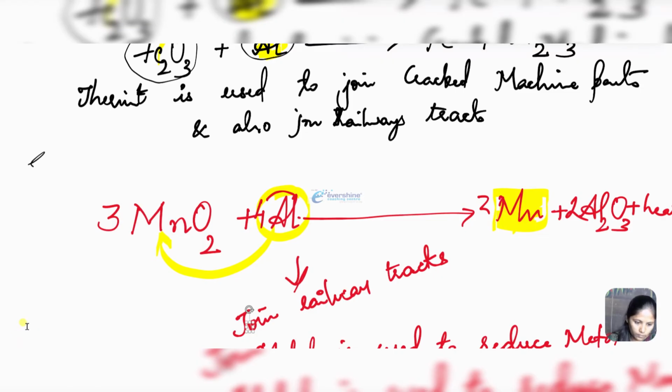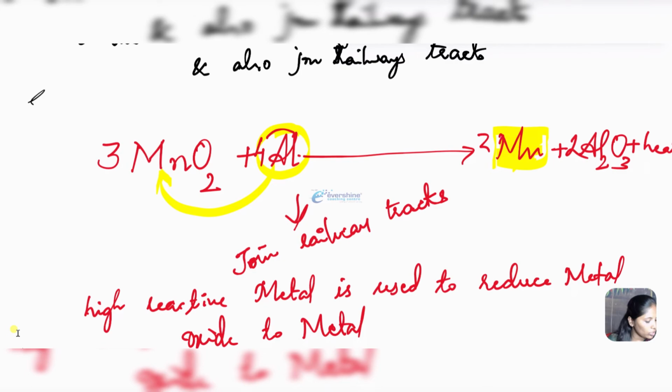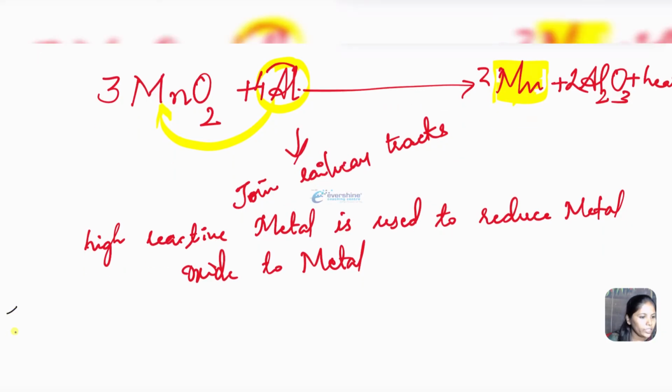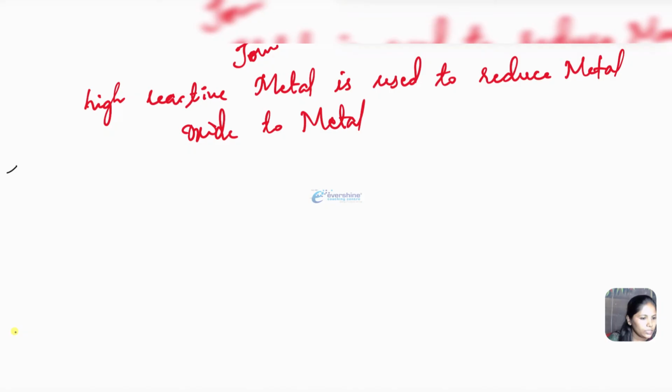We'll go to the next topic, electrolytic refining of copper. This also they'll ask in the exam, a diagram of how to refine the metals. Refining of metals by passing current is called electrolytic refining. As the name itself tells, electrolytic means passing of the current.